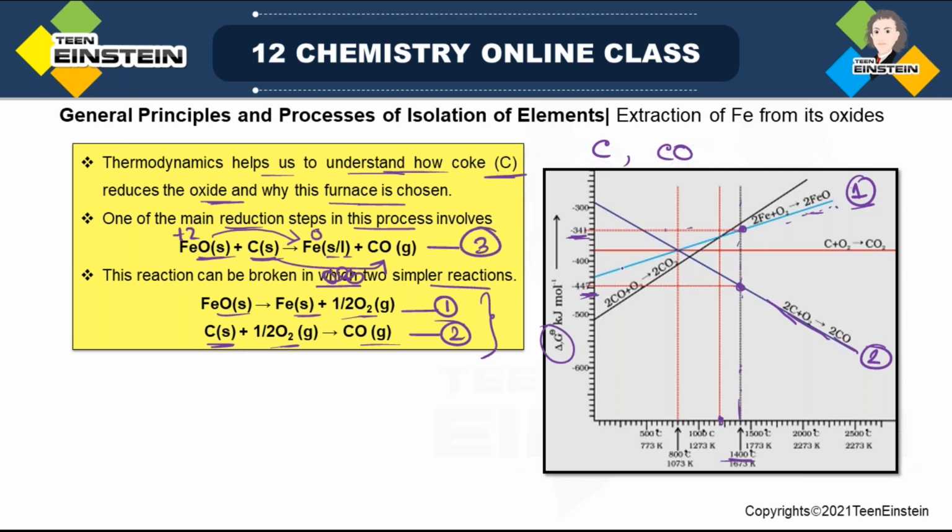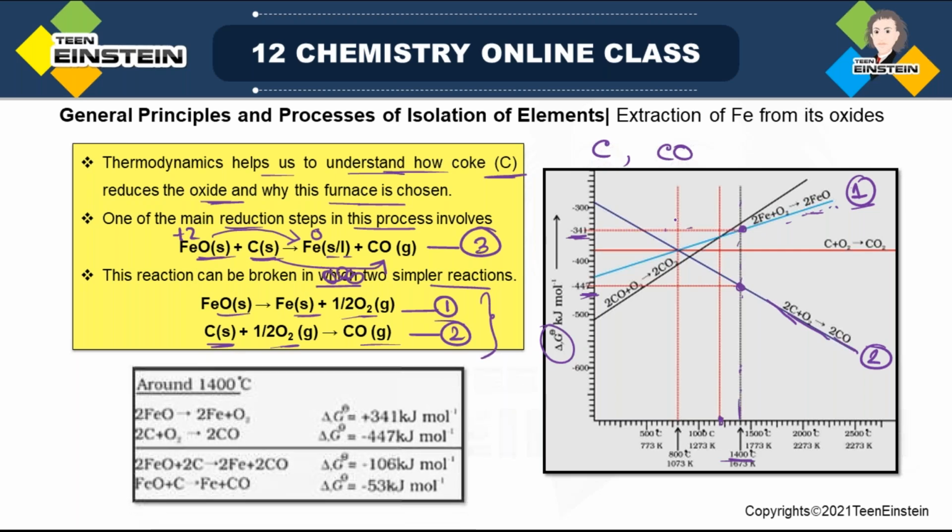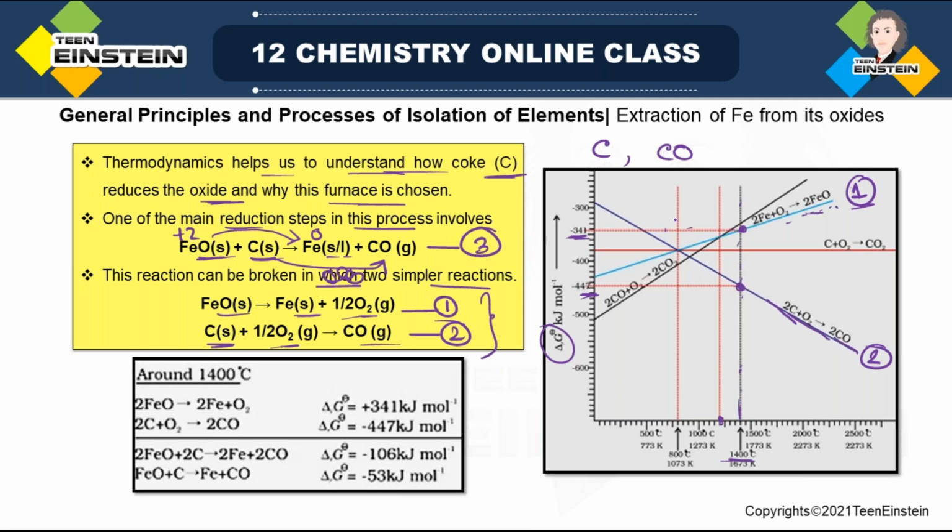So that means if we add these two del G values, we can get the overall del G value. Now this overall del G value must be negative, then only the reaction will be spontaneous. See, when it is around 1400 degrees centigrade, the corresponding del G value for this reaction is minus 341, but we will take the positive value because this is the reverse reaction. And for the other one, it is minus 447.